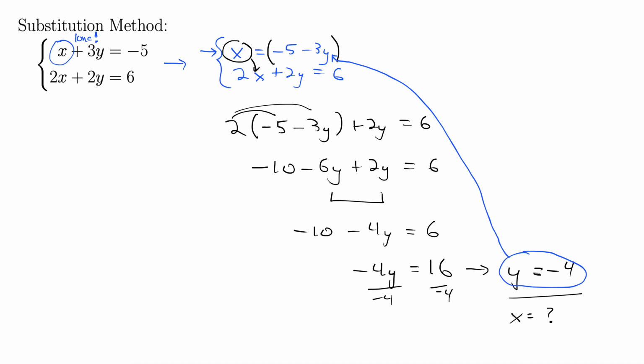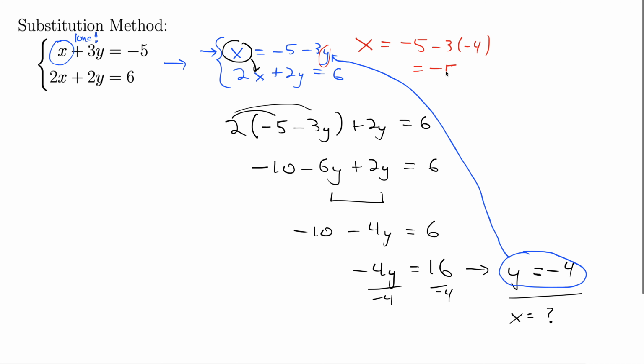I'm going to ditch these parentheses as they're starting to look a little busy. Okay, so I'm plugging in there for this y. So this is now -4. So this gives us x equals -5 minus 3 times -4. Okay, -5 plus 12, which gives us 7. So x equals 7.